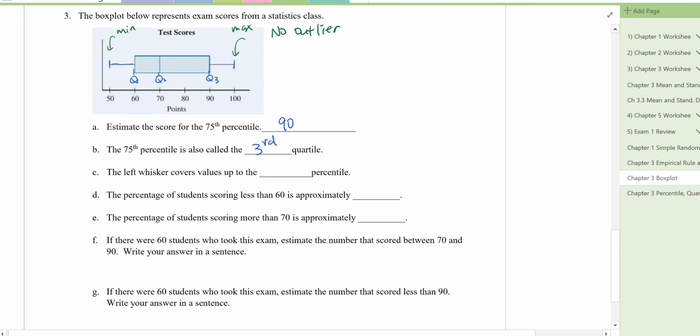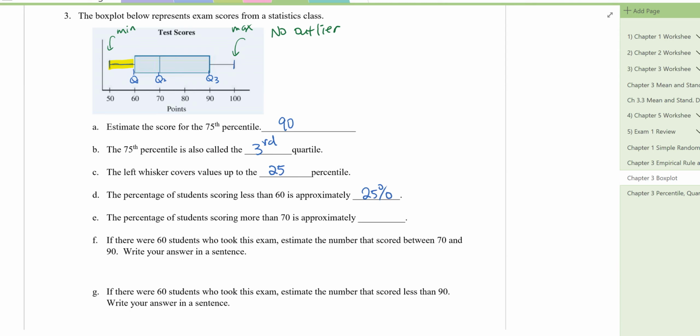The left whisker, regardless of how long it is, covers 25% of the total. The left whisker, talking about here, that is 25% of the total. And the percentage of students who score less than 60 is approximately 25%, because the whisker length total is 25.